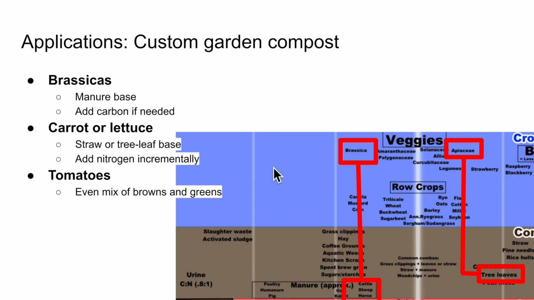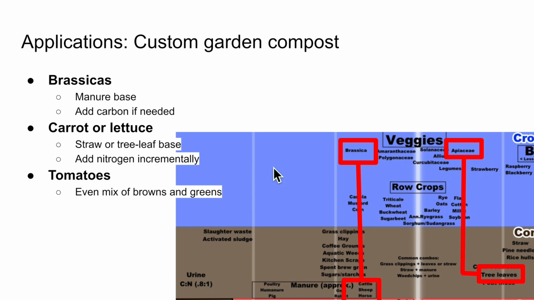This infographic can help to create a more tailored or custom compost recipe to suit your specific crop. It doesn't need to be overly complicated. If I'm trying to grow brassicas, for instance, I can start with a manure-based compost and add carbon as needed. I can use urine as a nitrogen fertilizer to give them a boost if need be.